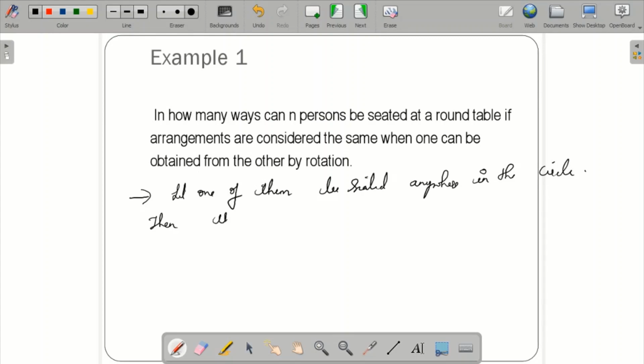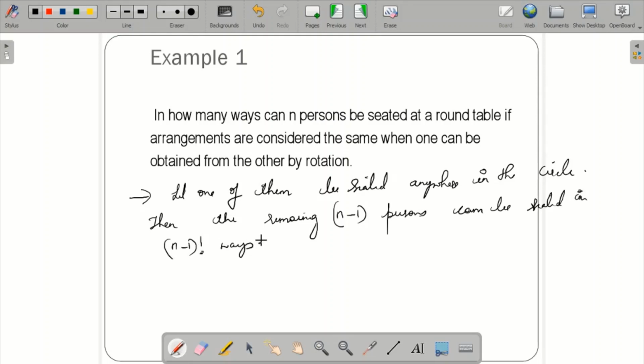Then the remaining n minus 1 persons can be seated in (n minus 1) factorial ways. So this is the total number of ways of arranging n persons in a circle. So same formula I told, for example, n persons need to be seated in the circle. If one person occupies that place, in how many ways can I do the remaining arrangement? So it is (n minus 1) factorial ways.